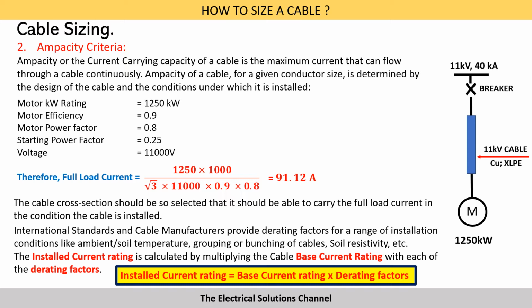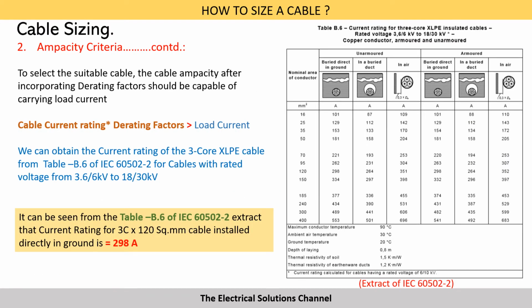International standards and cable manufacturers provide derating factors for a range of installation conditions like the ambient temperature, the soil temperature, the grouping or bunching of cables, soil resistivity, etc. The installed current rating is calculated by multiplying the base current rating with each of the derating factors. To select the suitable cable, the cable ampacity after incorporating derating factors should be capable of carrying the load current. Therefore, cable current rating times derating factors should be greater than the load current.